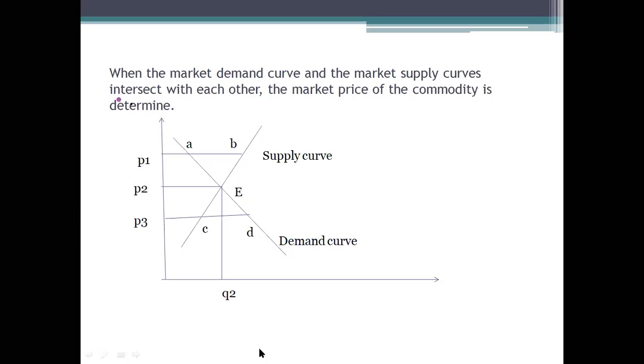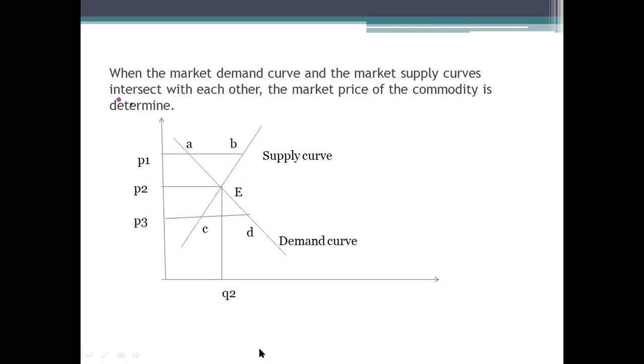First of all, we have to check where demand and supply are equal. Where demand and supply are equal, at that point only we will determine the price. So price should not be equal. The thing is that where demand and supply are equal, at that point we determine the price of the commodity. Clear now? Yes, ma'am. Thank you, ma'am. So price is later determined.